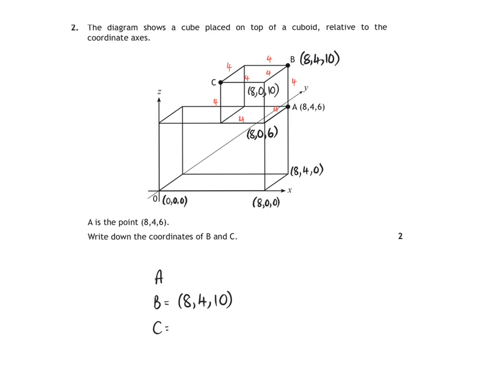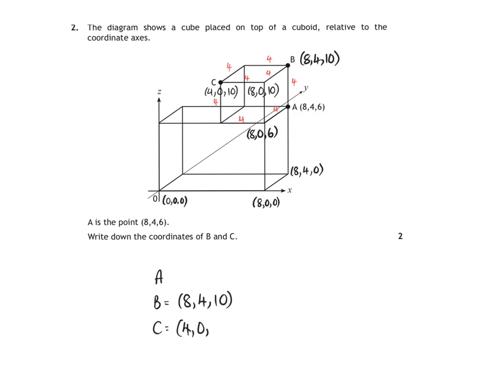10. And then, to go from there, across this way, we've come back across the x-axis, so we've come 4 down the x-axis, so the x coordinate needs to go down 4. So that means we have 4, 0, 10, and that's us.